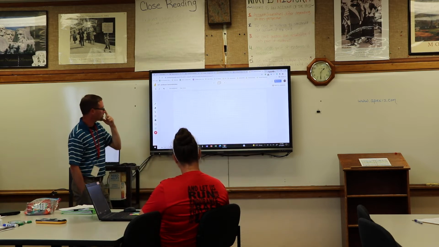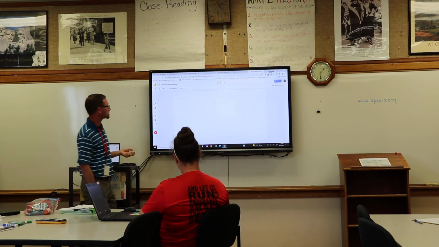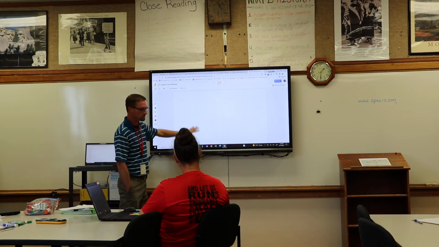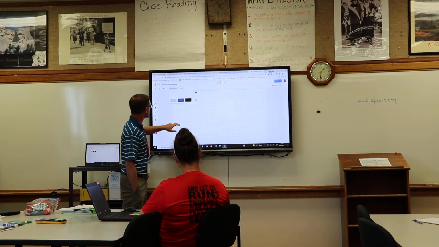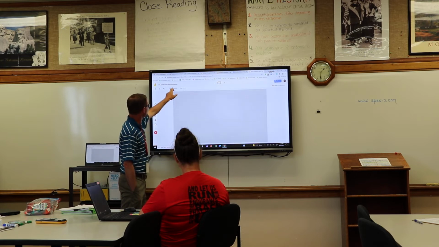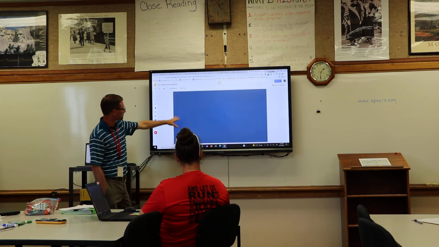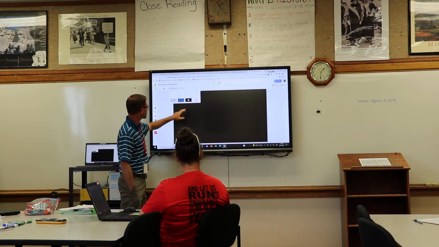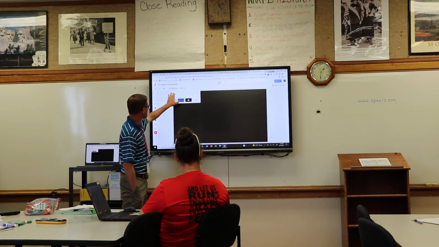For math teachers, and this is where I think a lot of Jamboard will be really convenient for math teachers, you have your graphing paper. You have white graphing paper. You have gray graphing paper. Along with that, you have your blue board. You have your traditional whiteboard. And then I will explain how to insert a background in a little bit.